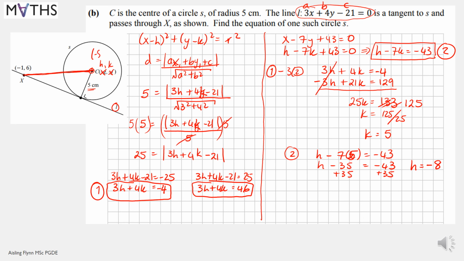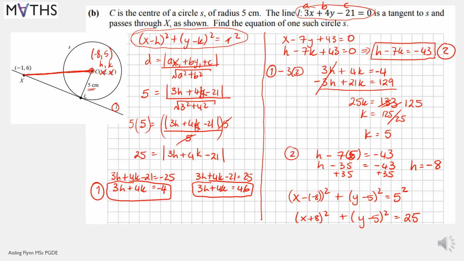To answer the question that we're asked, we use our equation of the circle formula. Put in the values for h and k. So I get x minus h squared plus y minus k squared equals r squared, and my r was 5, and so what I get is x plus 8 squared plus y minus 5 squared equals 25, and this is my answer.